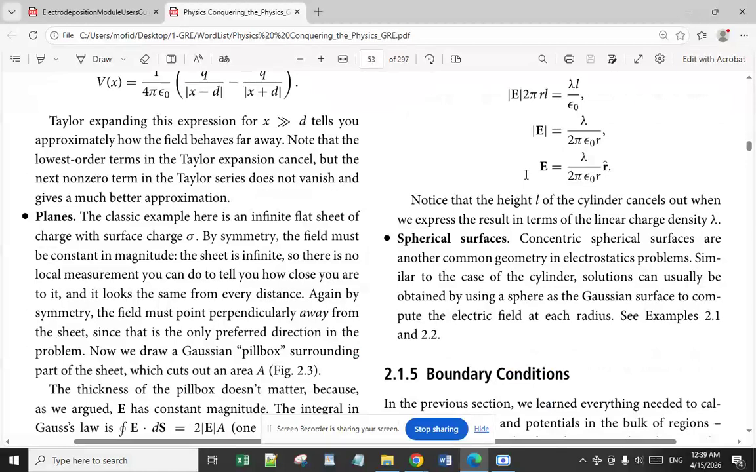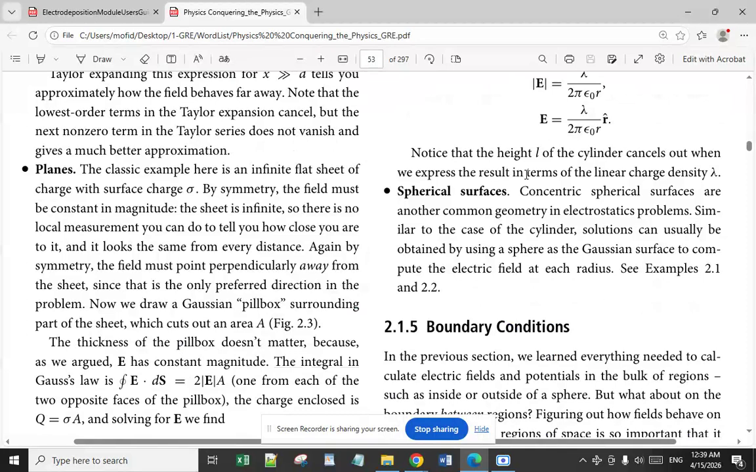Notice that the height L of the cylinder cancels out when we express the result in terms of the linear charge density lambda. Spherical surfaces.